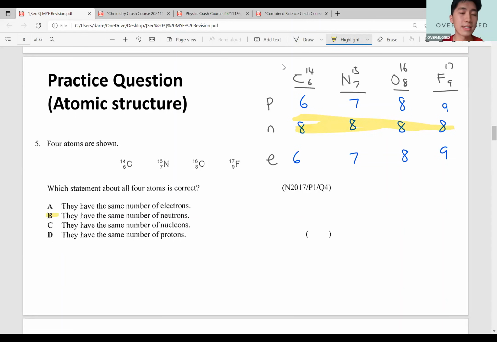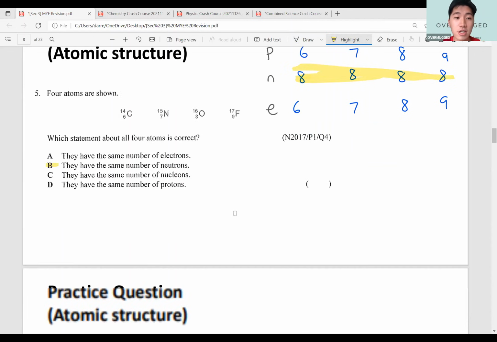So what I'll advise in the future is that if you come across an atomic structure question, a very powerful exam technique you can do is to break down each individual atom in terms of its P and E, the proton, neutrons, and electrons. Then answering the question will be a lot faster.